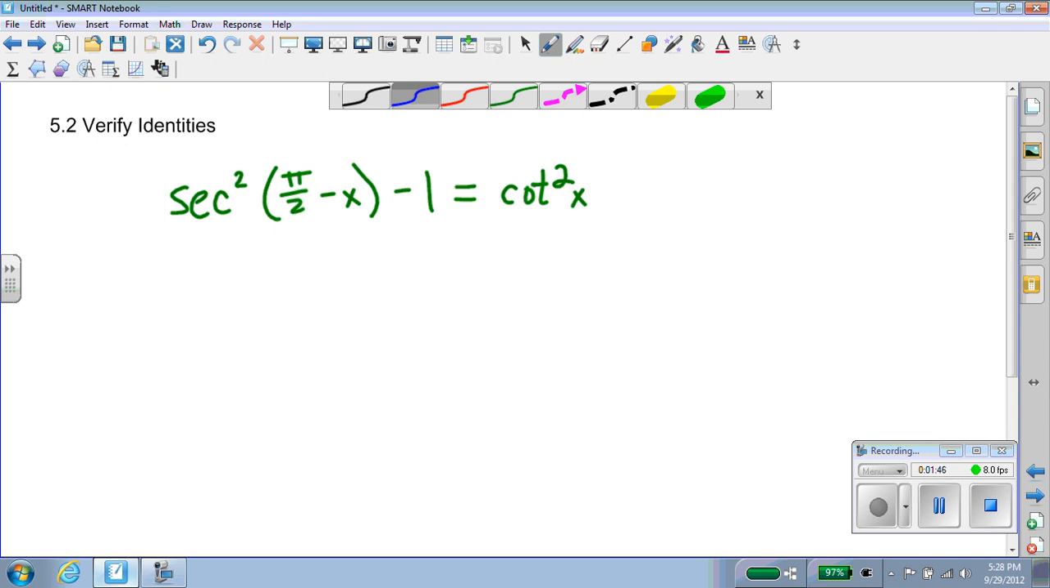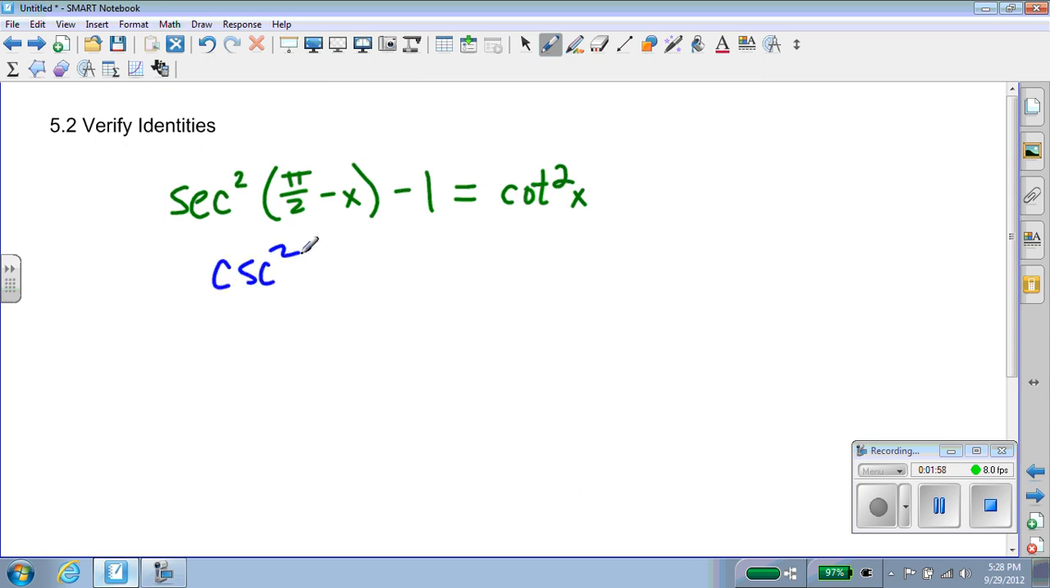So secant squared of pi over 2 minus x, I'm going to say that's an immediate replacement, and it gets replaced with cosecant squared of x minus 1. I will not write the right-hand side again until I've made the left-hand side look like it, so don't write anything here. We're not working with that side. Cosecant squared of x minus 1 is a piece of a Pythagorean identity. So I'm going to use a Pythagorean identity to call that cotangent squared of x, and I am done.